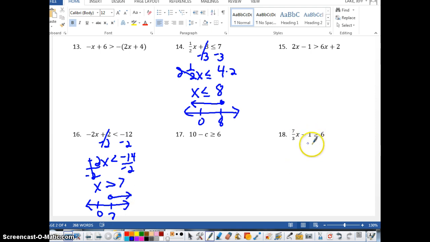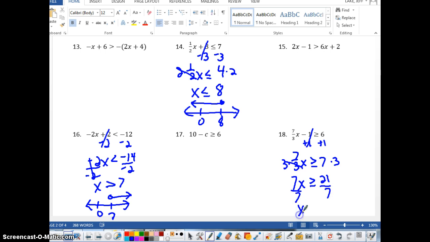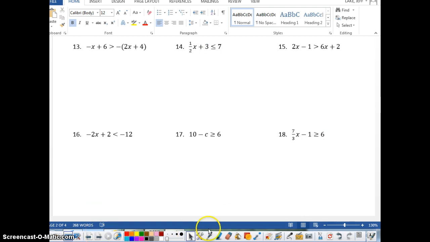Number 18, I'm going to subtract my 1. I'm sorry, I'm going to add my 1 to get rid of the negative 1. So if you add your 1 to both sides, you get 7/3 x is greater than or equal to 7. I have to get rid of this 3 again, just like we've done in the past. You're going to multiply by the number that's on the bottom. This time that 7 has to come down, so it's 7x greater than or equal to 21. Divide by your 7, and you're left with x is greater than or equal to 3. I did not switch that sign because I did not multiply or divide by a negative. This one is x is greater than or equal to 3, so it's going to be a closed dot at 3 and everything to the right. All right, if we keep going through this page.